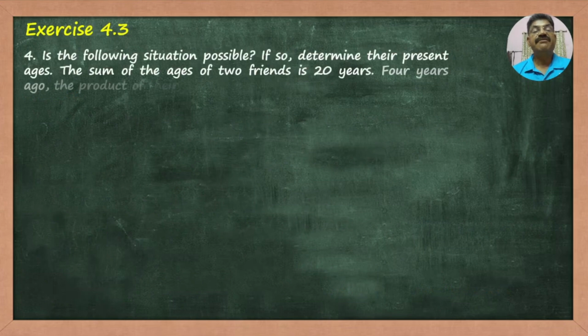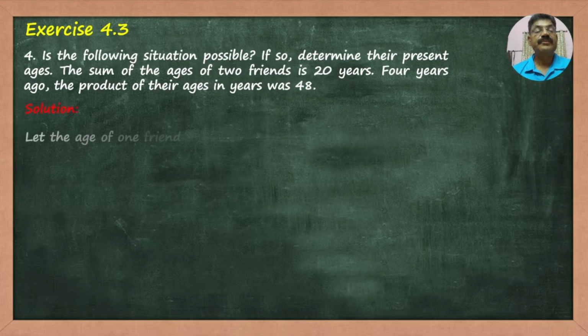Fourth problem. Is the following situation possible? If so, determine their present ages. The sum of the ages of two friends is 20 years. 4 years ago, the product of their ages in years was 48.